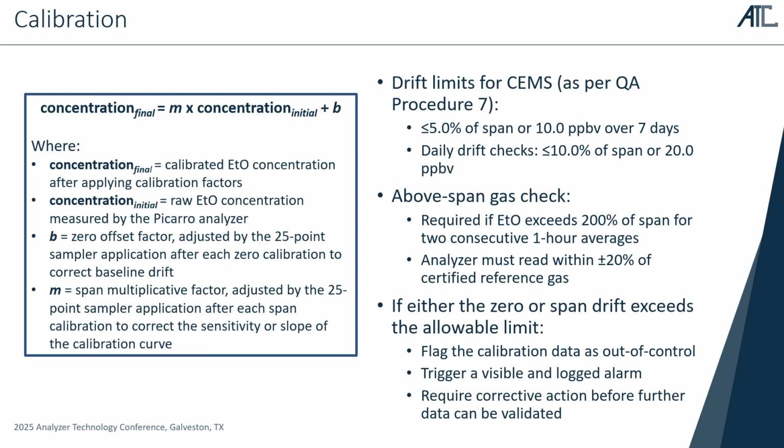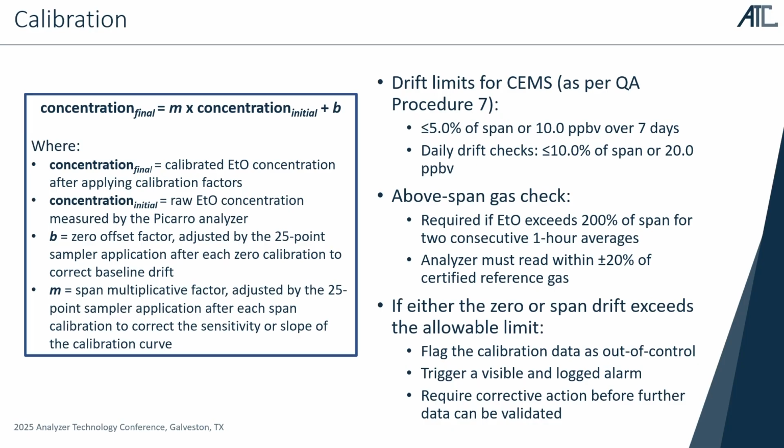So if at any point the ethylene oxide concentration exceeds 200% of span for 2 consecutive hours, 1-hour averages, the analyzer must perform a span check, and it must read within 20% of the certified reference gas for the span cylinder. And if it doesn't, again, it counts as a failed span check, and now the analyzer is out of control.